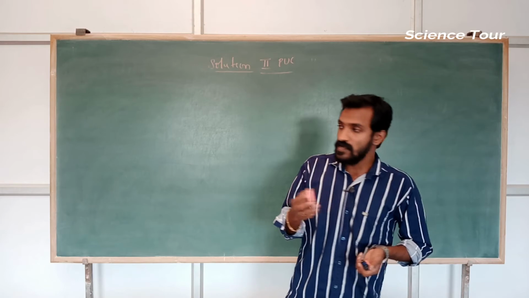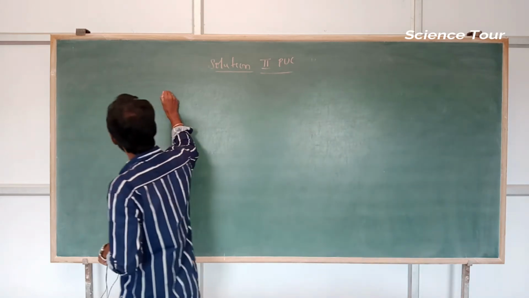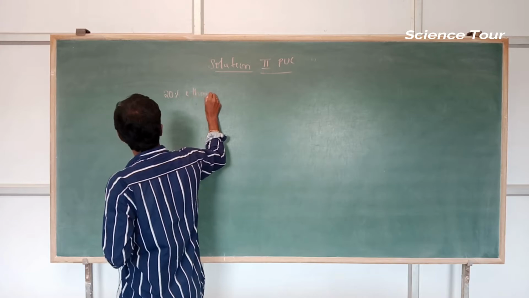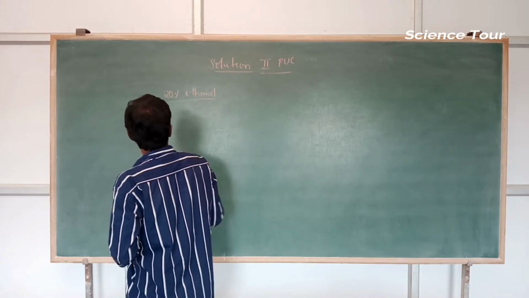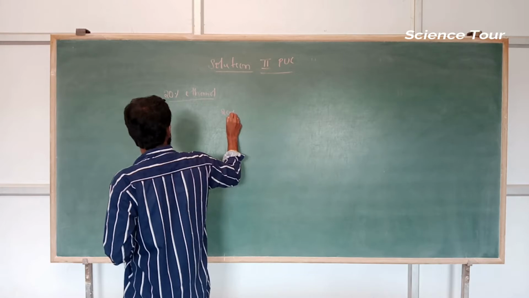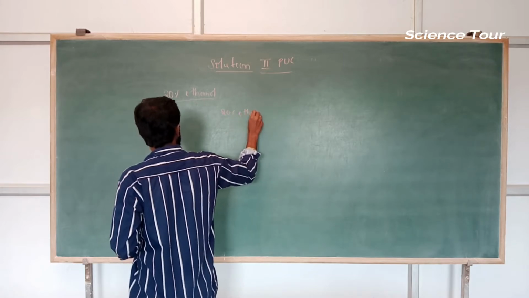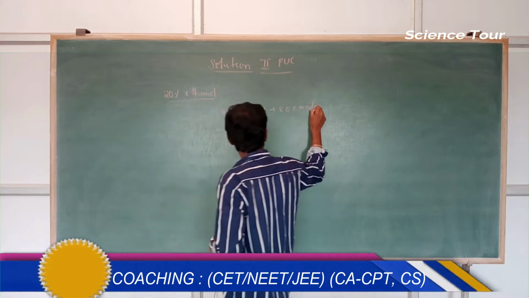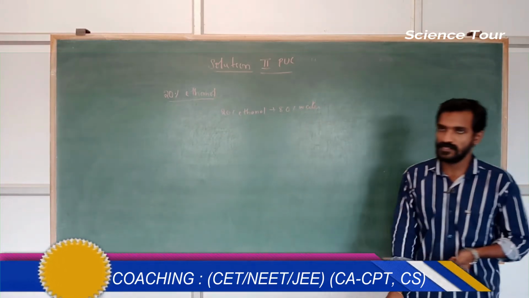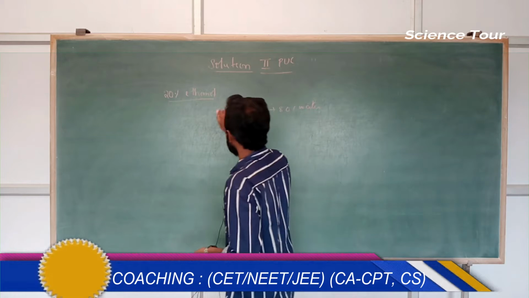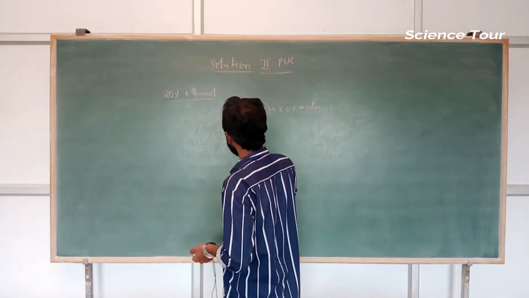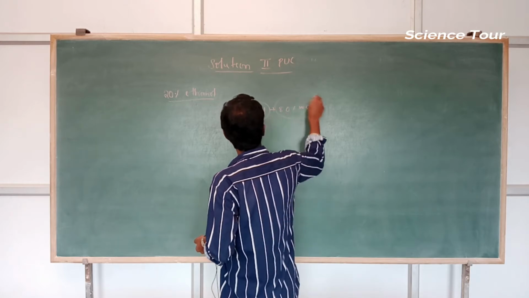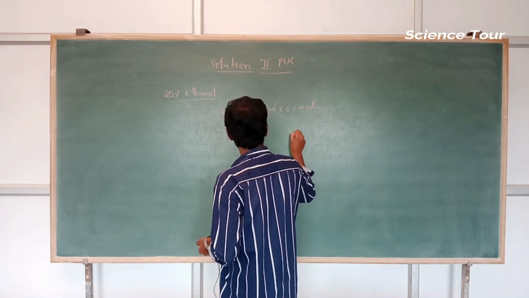For example, you have to prepare 20% of ethanol. What do you mean by 20% of ethanol? 20% of ethanol means 20% of ethanol plus 80% of water. So it is a solution. The one which you have taken in a small concentration is considered as the solute. The one which is taken in a large excess is considered as the solvent.